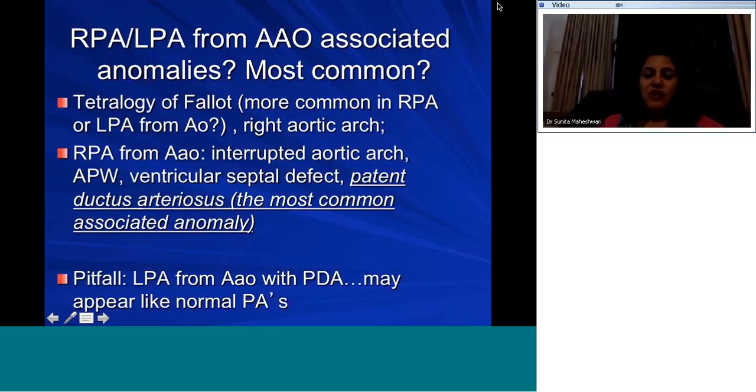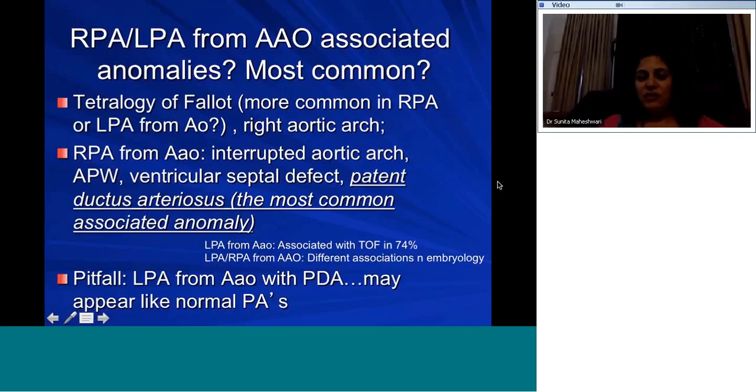And is that tetralogy of Fallot associated with RPA from aorta or LPA from aorta? And the other things associated are right aortic arch. So you saw the case I just showed you, right aortic arch, that's an association with hemi-truncus. Now, tetralogy of Fallot with which one? RPA or LPA from aorta? So, LPA from aorta. The case that I just showed you, which is a right aortic arch with an LPA from aorta, is associated with tetralogy of Fallot in 74% of cases. So high association of left hemi-truncus with tetralogy of Fallot.